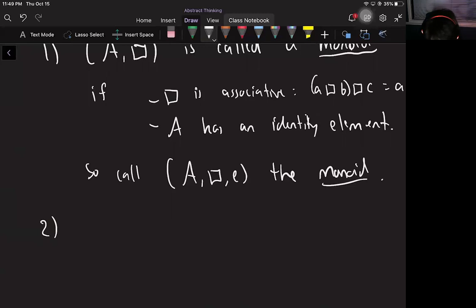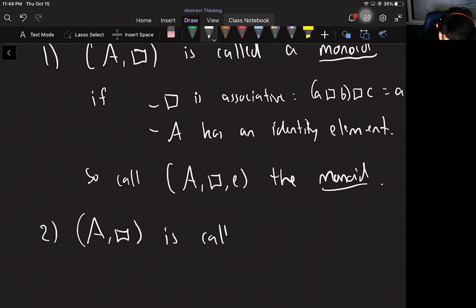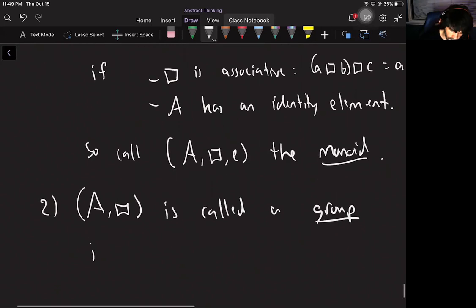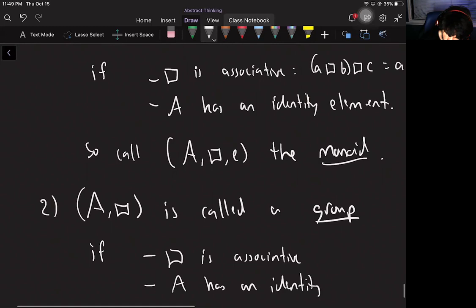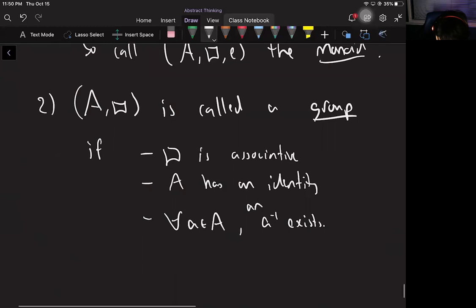For some reason, people don't tend to study monoids so much, so I have to tell you this other one, just because you'll see it later if you go on to take more math classes. So instead of a monoid, it's called a group if, well, you get the same first 2 rules, but you also have an identity with inverses. So everybody has an inverse. For any A in A, A inverse exists.